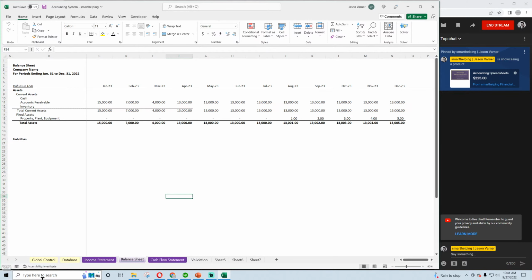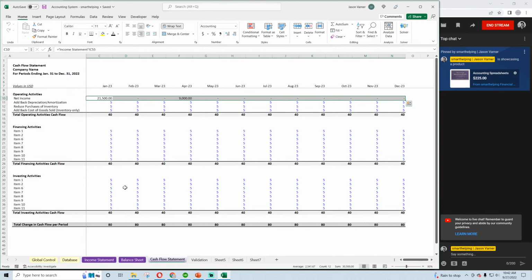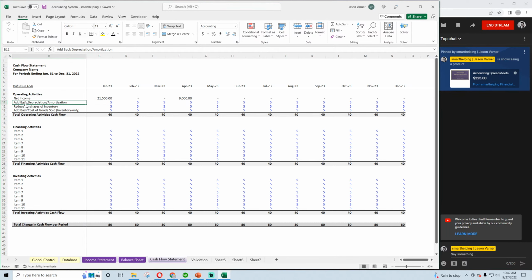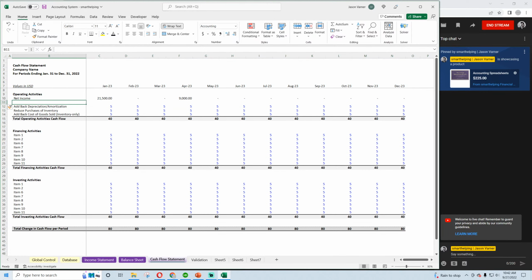Okay, where were we? Revenue. Cash flow statement. So we have income. We want to add back. Actually, we want to reduce accounts, reduce sales on account.